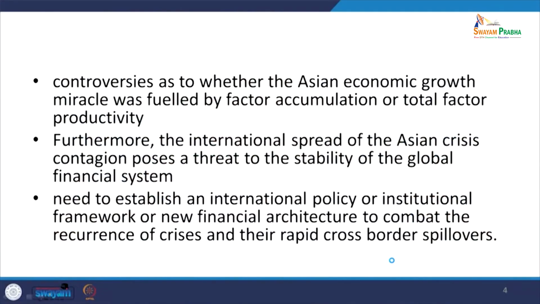Now, there are controversies whether the Asian economic growth miracle was fueled by total factor productivity growth or by factor accumulation. So, there are two concepts: total factor productivity growth or accumulation, whether they accumulated quality factors which made them stable, or just the total factor productivity growth which contributed. And it is an observation that TFP actually mattered a lot for their growth, while the accumulation was not so robust or sustainable.